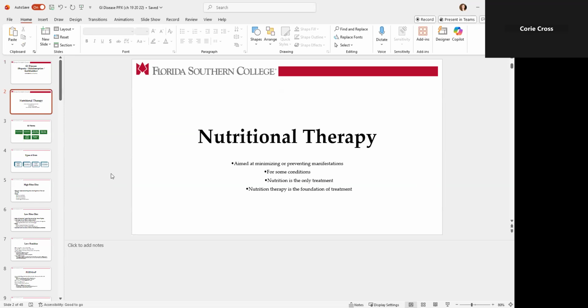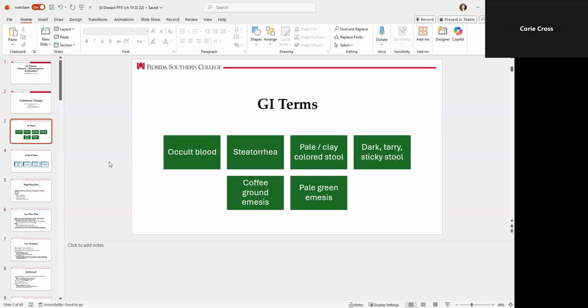There's lots of different things going on with that, but I'm going to have you cover that on your own as far as the variations in the diets, because this slide presentation is longer. There's no need for me to talk through each of those. These are some GI terms that you need to know, what the terms are and then the differences between them. We'll talk about many of these over the course of this lecture.